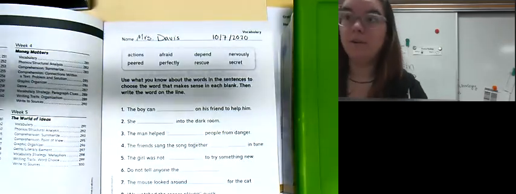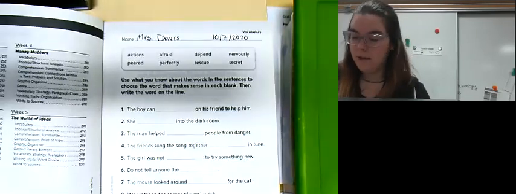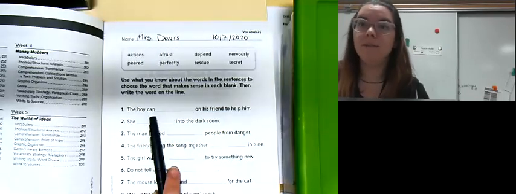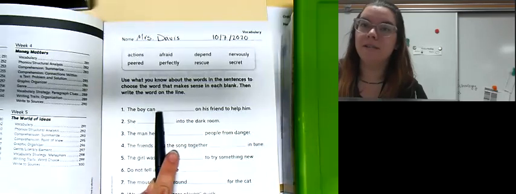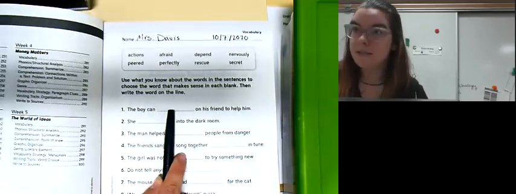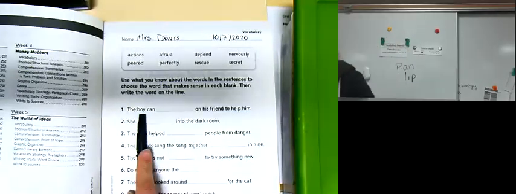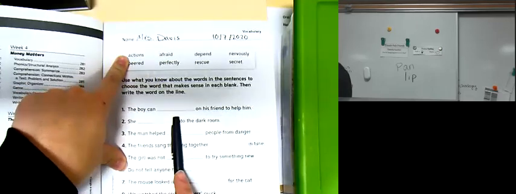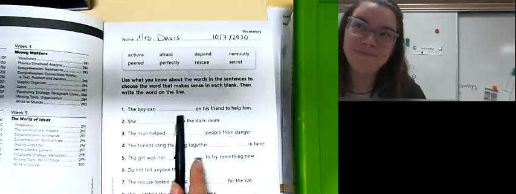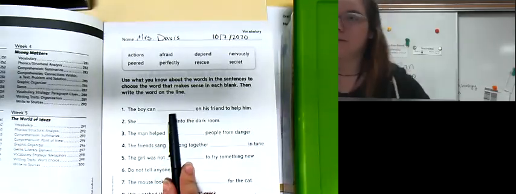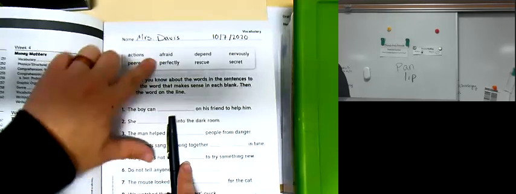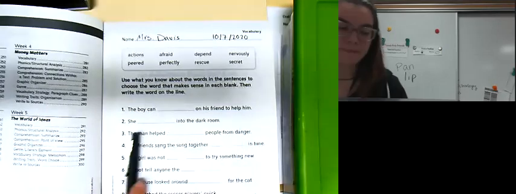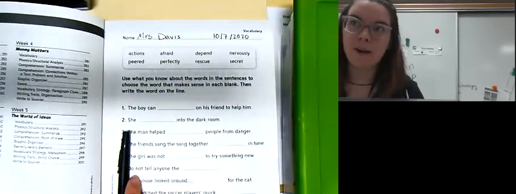Okay, so what we're going to try and do is see which vocabulary words fit in the sentence. So how we do this is that we say our sentence and we put in a word. And if it doesn't make sense, then it probably isn't right. So let's try this first one. It says the boy can actions on his friends to help him. Does that make sense? No, not really. So let's try afraid. The boy can afraid on his friends to help him. No, that also doesn't sound right, does it?